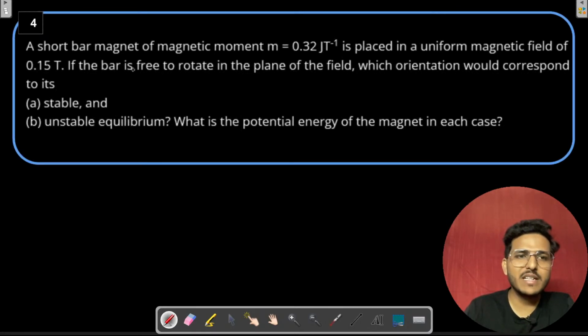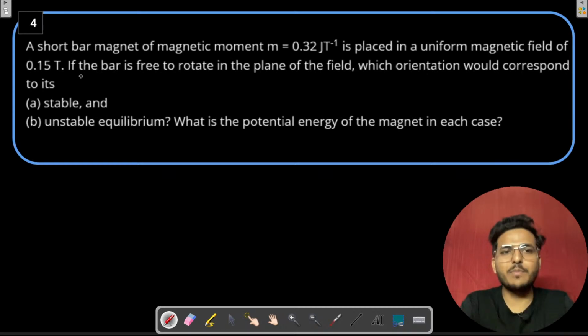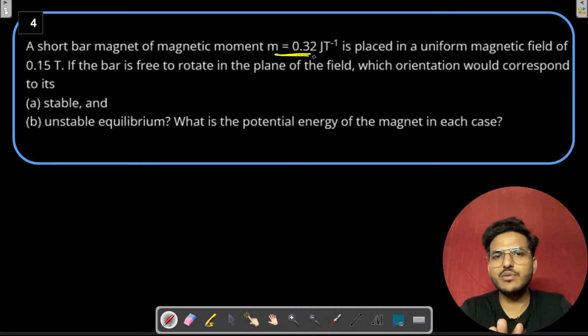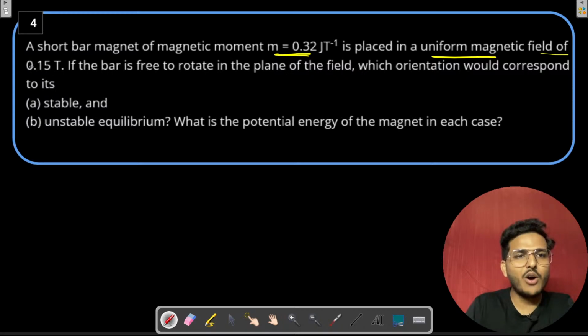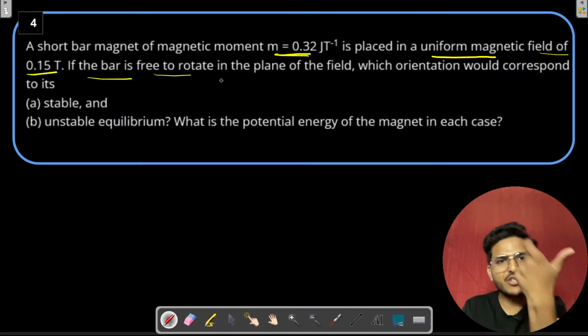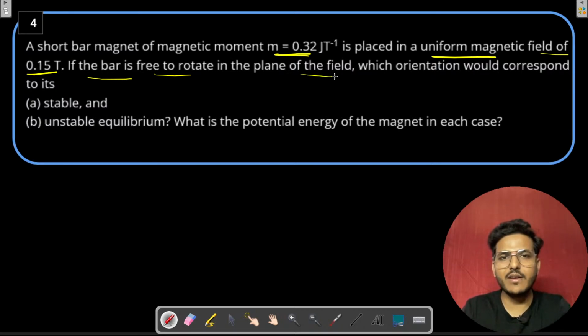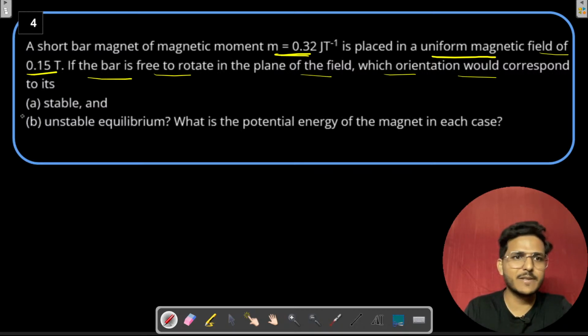Now moving to next. A short bar magnet of magnetic moment 0.32 joules per Tesla is placed in a uniform magnetic field of 0.15 Tesla. If the bar is free to rotate in the plane of the field, which orientation would correspond to its first stable and second unstable equilibrium?